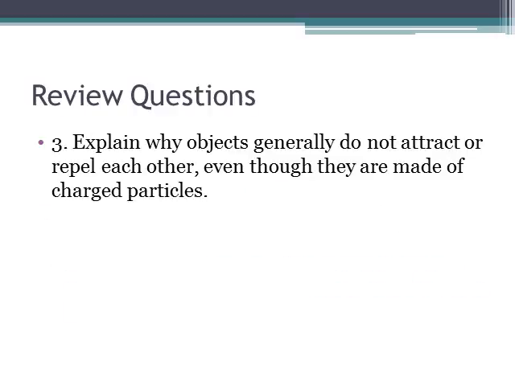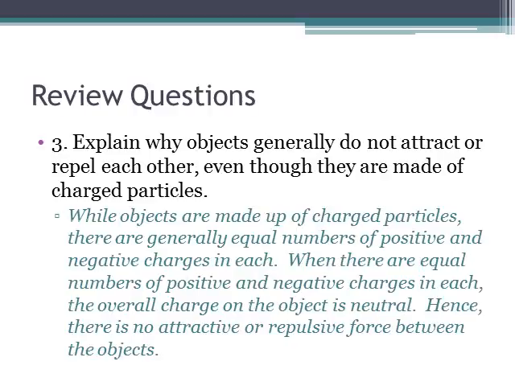Last review question here. Explain why objects generally do not attract or repel each other, even though they are made of charged particles. So as we saw in the example with the cat and the toaster and yourself, while objects are made up of charged particles, there are generally equal numbers of positive and negative charges in each. When there are equal numbers of positive and negative charges in each, the overall charge on the object is neutral. Hence, there is no attractive or repulsive force acting between the objects.